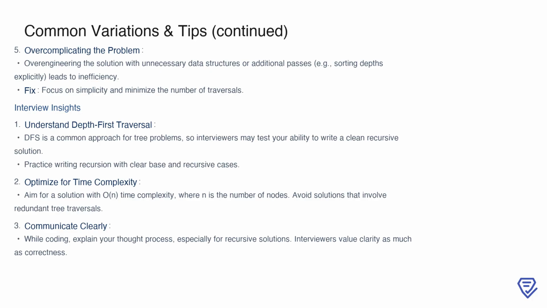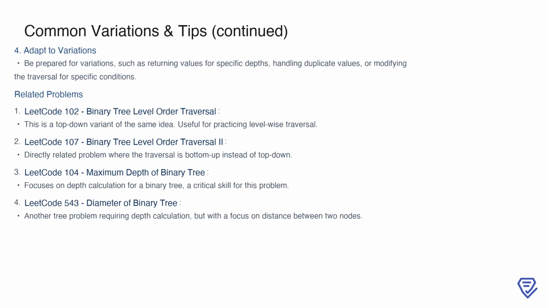Lastly, while coding, make sure to communicate your thought process clearly. Whether you're explaining your recursive approach or your choice of data structures, clarity is just as important as correctness in an interview setting. Flexibility is another important skill to demonstrate. Be ready to adapt your solution for variations. For example, you might be asked to return values only for specific depths, handle duplicate values in the tree, or even modify the traversal to meet specific conditions. Practicing related problems can help you prepare for these variations.